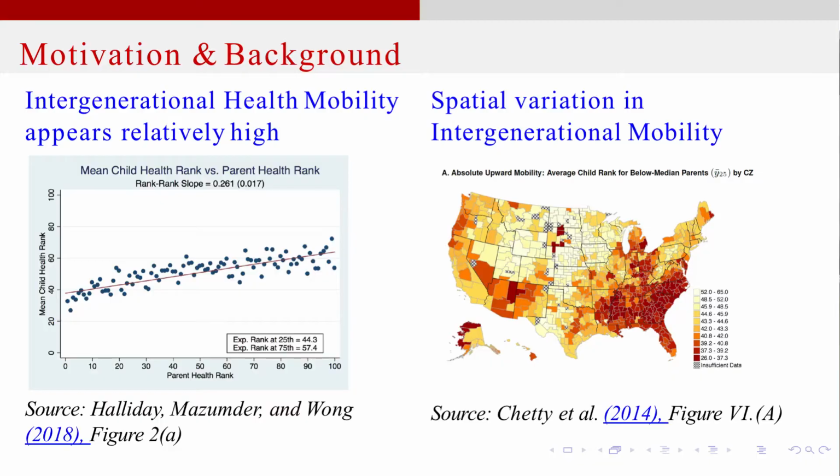But then we're also going to be looking at this within a context of the different variation that might be in the United States. So I'm sure a lot of folks have seen this map from the Chetty research, right, where there's a lot of spatial heterogeneity in terms of intergenerational economic mobility. And so what this paper is going to do is look at different types of variation, specifically spatial variation in intergenerational health mobility.